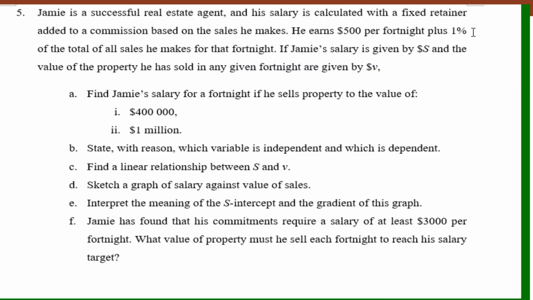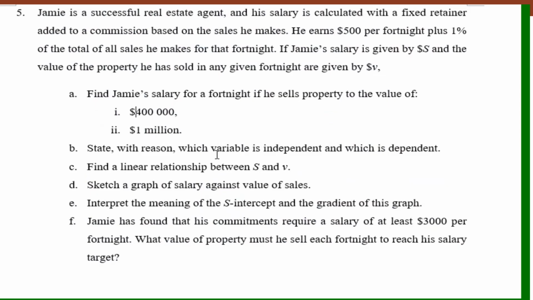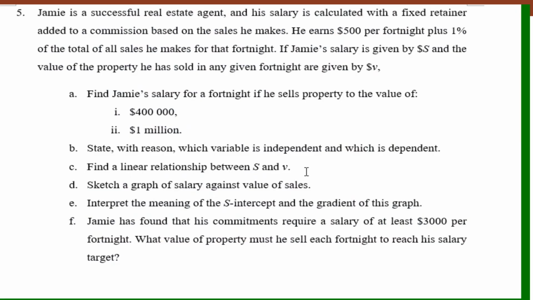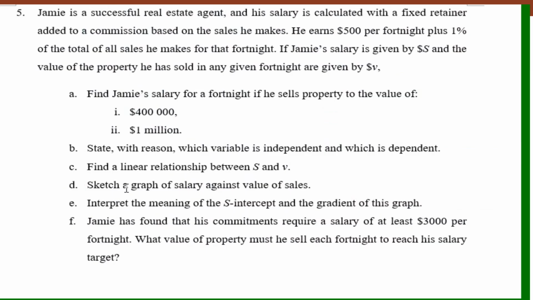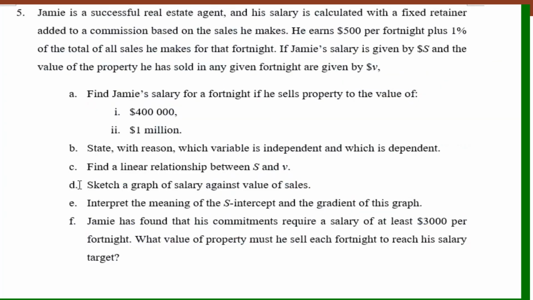1 million times 1% plus 500. You will get 10,500. State with a reason which variable is independent and which is dependent. So the salary is dependent and the value of sales is independent. So find a linear relationship. Your y equals mx plus c line. S will be 0.01V, 1% for every sale, plus 500 of his fixed salary. Sketch the curve in this case. Sketch the curve only. So just sketch. You don't need all this scale here. 500, line go up. Okay? And label your axis. That's it. Done. Part E, let's make it easy.